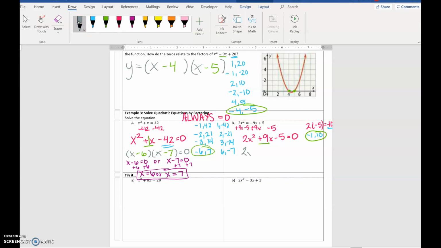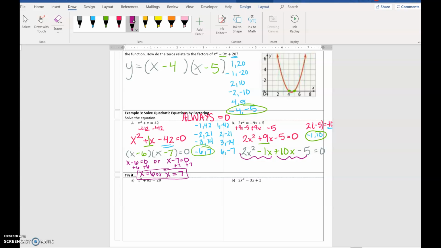And so we have 2x squared, and then minus 1x, plus 10x, and then the minus 5 equals 0. And now we're going to factor by grouping.